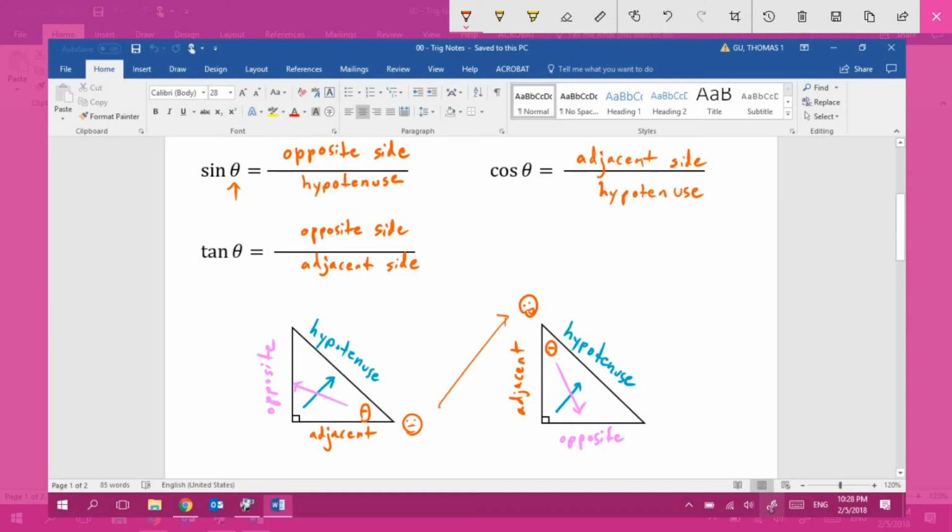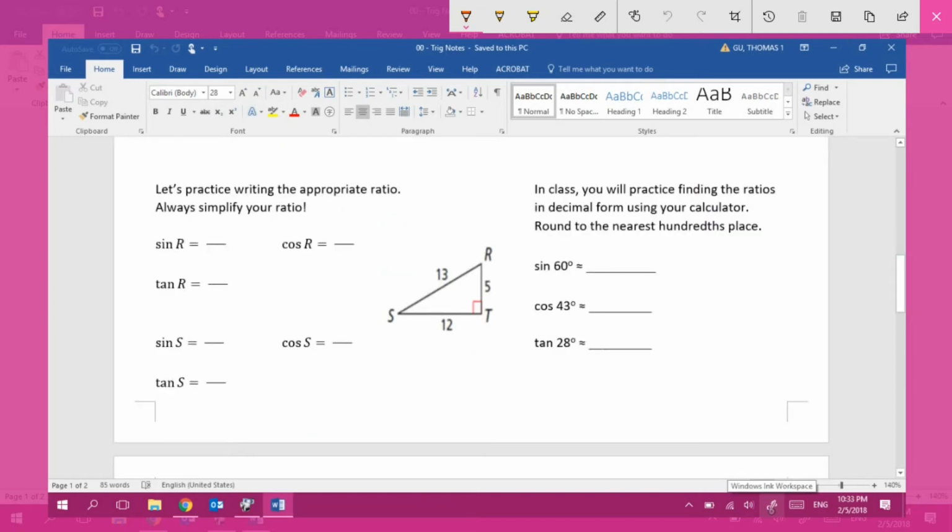So now the adjacent side is on the left side. So it changes depending on where you're looking from. All right, now we're gonna do some examples, okay? So over here, let's practice writing the appropriate ratio. I'm gonna show you how to actually write these ratios with your triangle that you have.